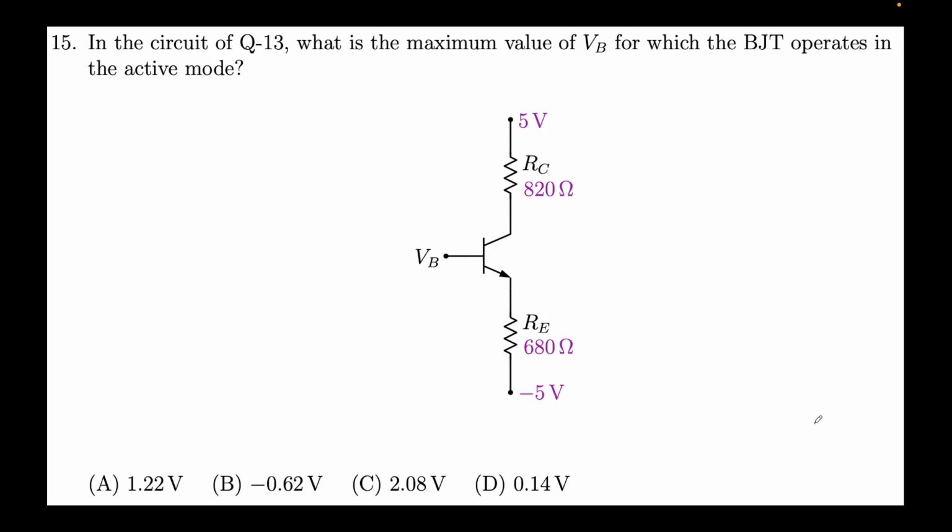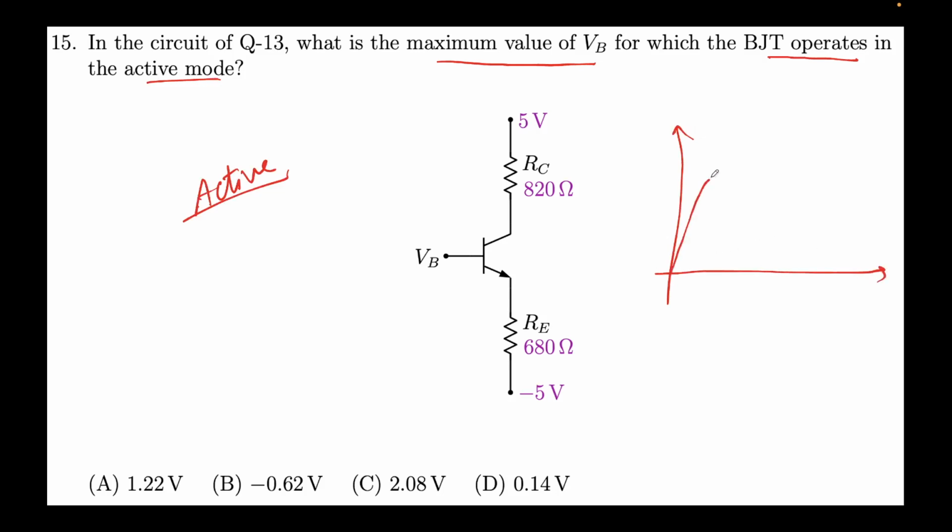Now the last problem for today, it says that for the circuit given here, what is the maximum value of VB for which BJT operates in active mode? This means the question is saying we have to stay in active mode. And if you recall the diagram that I presented earlier, it's something like this, right? So this is your VCE SAT, this is your 0.2 volts. On the y-axis you have IC, here you have VCE, and this is the active region, and this was your saturation region, right? So we want to operate in active region, right?